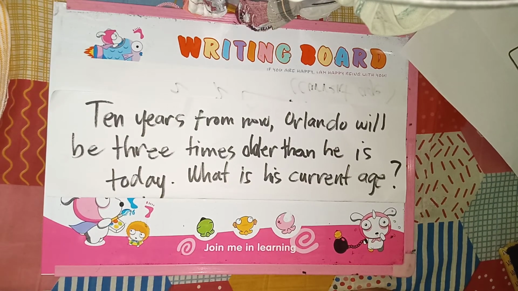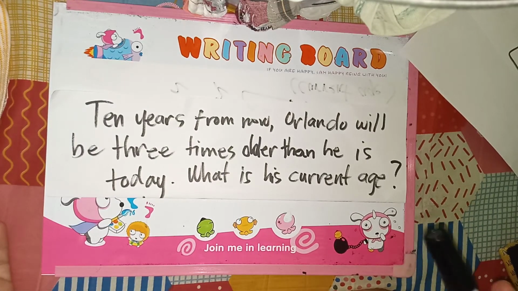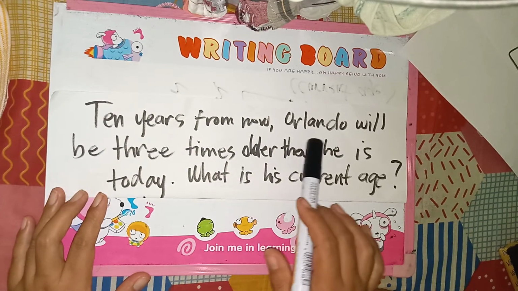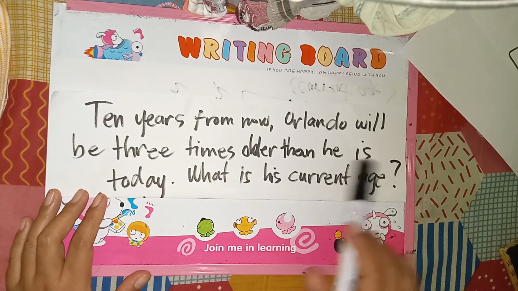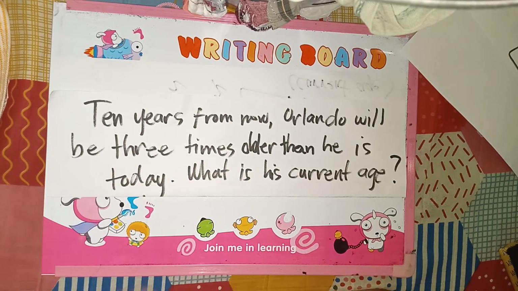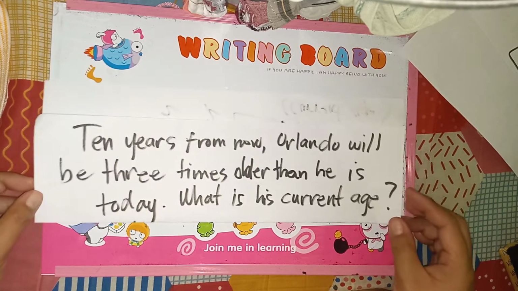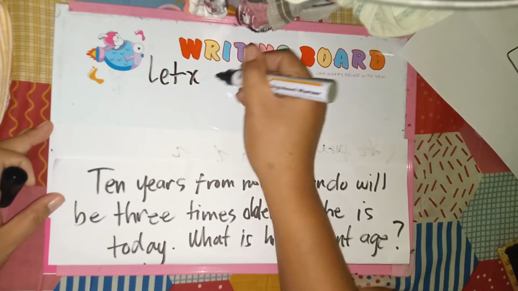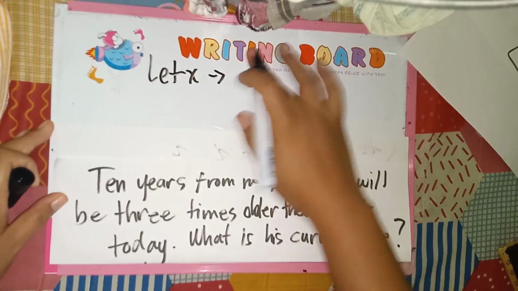So, here's our next problem. We have here 10 years from now. So, we have in the future. So, 10 years from now, Orlando will be 3 times older than he is today. What is his current age? So, we let x be Orlando's age now. Okay?